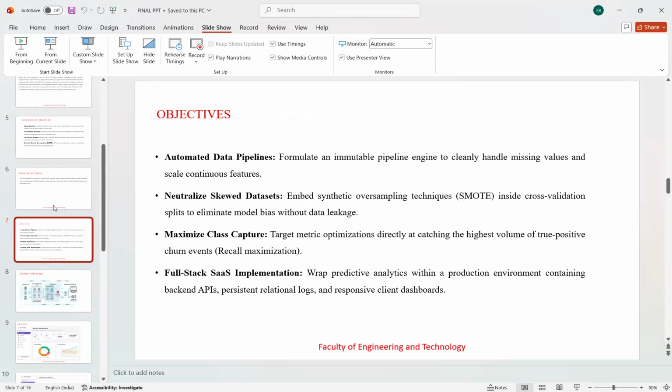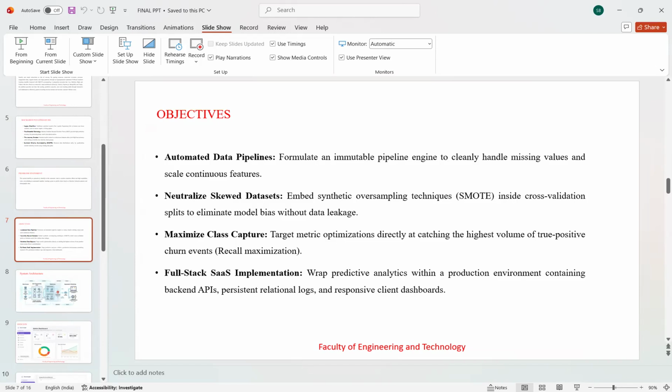And next, going to the objectives. Here, first one, an automated data pipeline. It means that it automatically cleans data, handles missing values, and normalizes data for better model performance. Next, neutralize the skewed data set. It means that churn data sets are usually imbalanced. Use SMOTE to balance customer data to prevent biased predictions. Next, maximize recall. Here, it increases the recall. Recall helps identify maximum churn customers correctly. For example, if 100 customers may leave and a model identifies 90, recall is high.